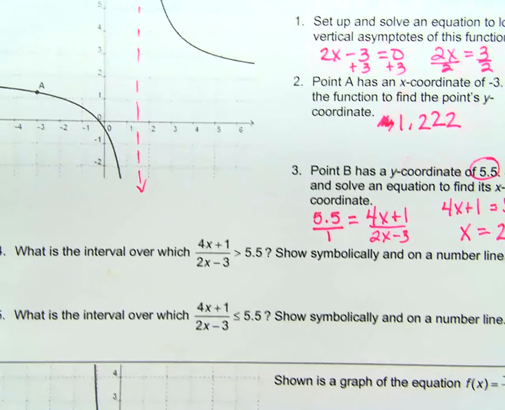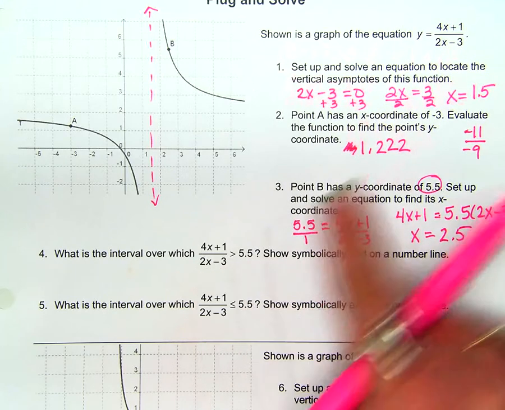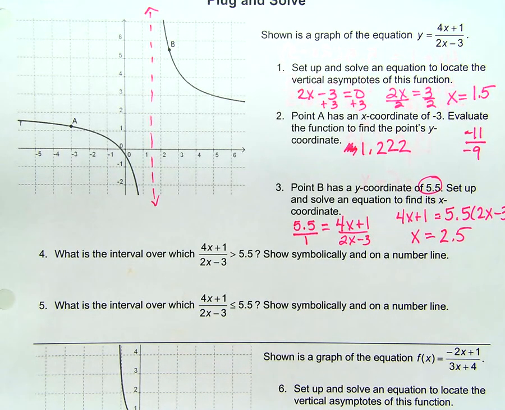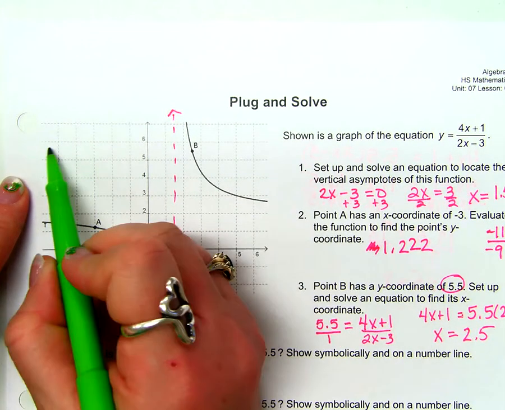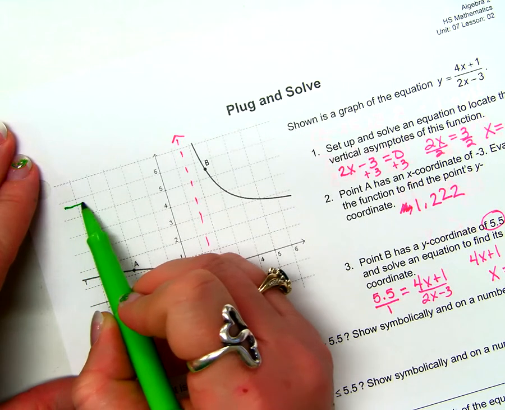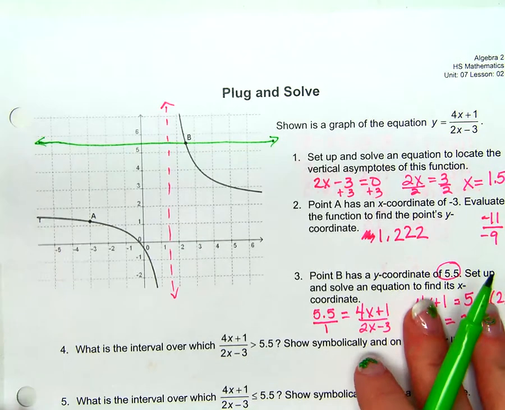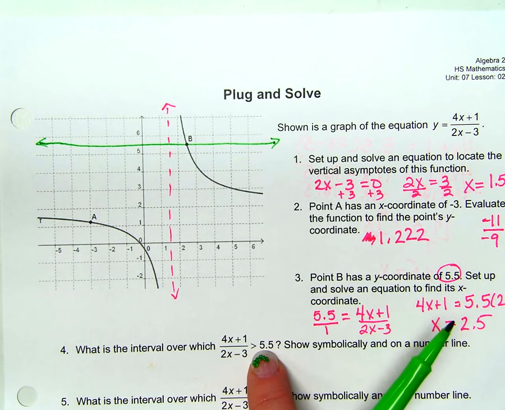Now, what is the interval over which our fraction, our rational equation function that we've been dealing with, is greater than 5.5? When our y value is greater than 5.5. Well, isn't our y value of point B 5.5? So I'm really talking about like some sort of horizontal line right there, right? Because I want to know when it's greater than 5.5.